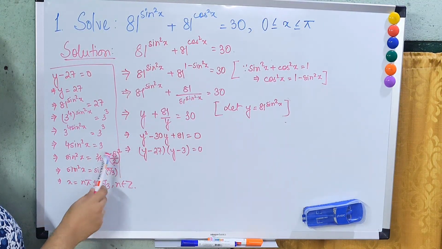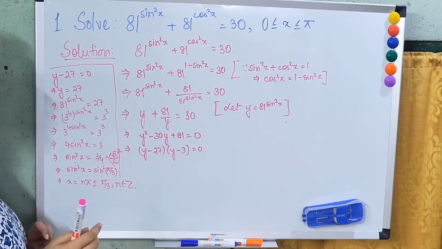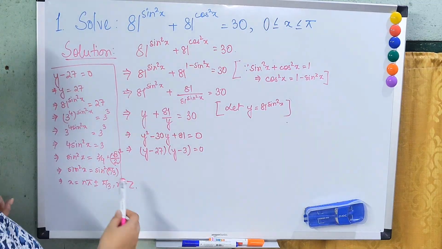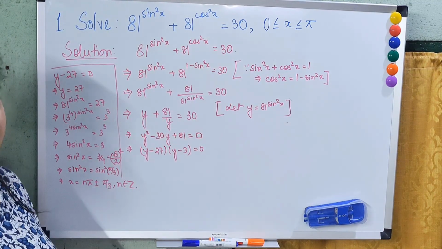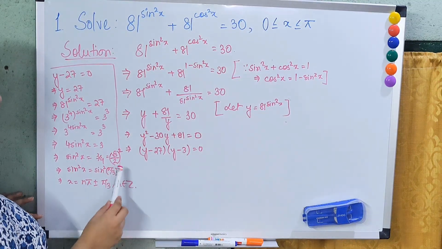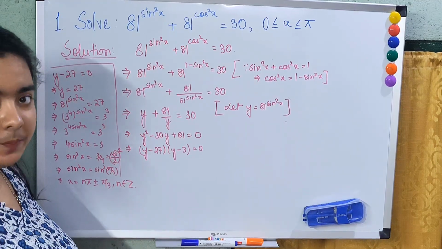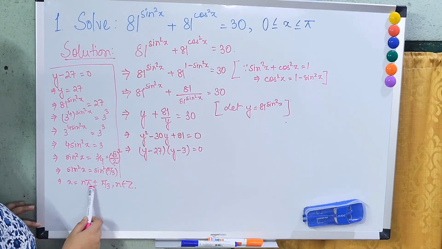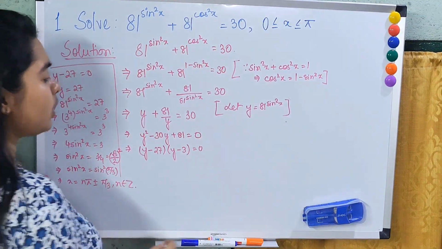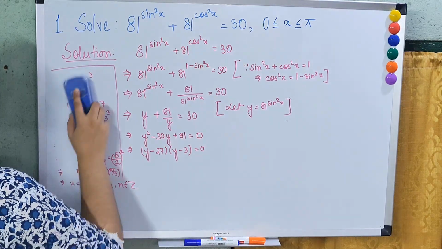Now 3 by 4 can be written as (root 3 by 2) whole square. Why are we doing that? Because we know that sin pi by 3 is equal to root 3 by 2. That means try to solve the problems with the things that we know. So since we know that root 3 by 2 is actually sin pi by 3, we are writing sin square x as it was, and (root 3 by 2) whole square can be written as sin square pi by 3. So the value of x is n pi plus minus pi by 3, where n is an integer. Okay, now if y minus 3 is equal to 0, so I am writing it here.